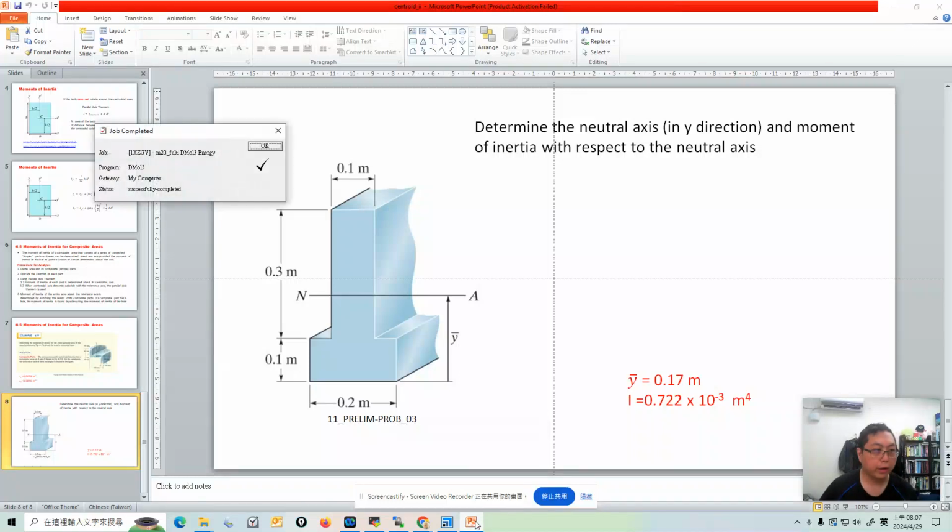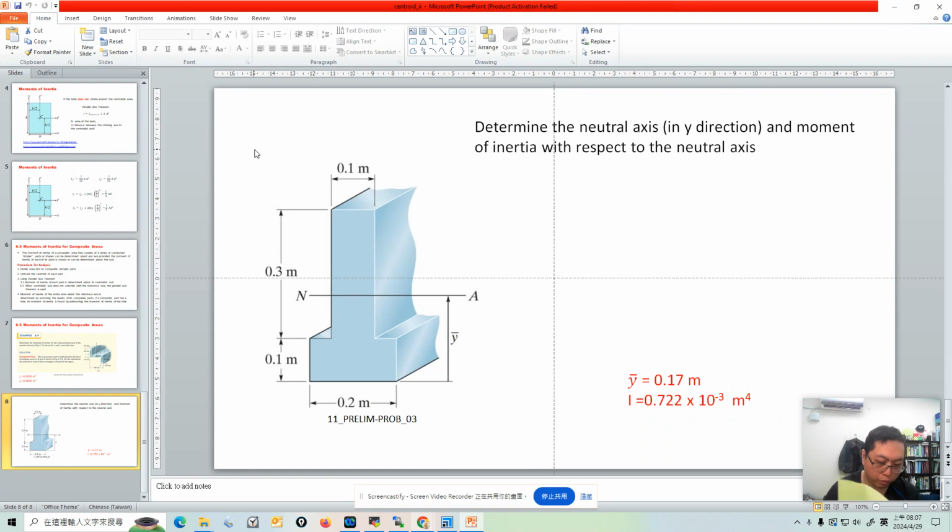Hello everyone. This video is going to show you another example of a moment of inertia calculation. This one is different from the previous example because in this example you have to calculate the so-called neutral axis first. I think you need a different demonstration of this.